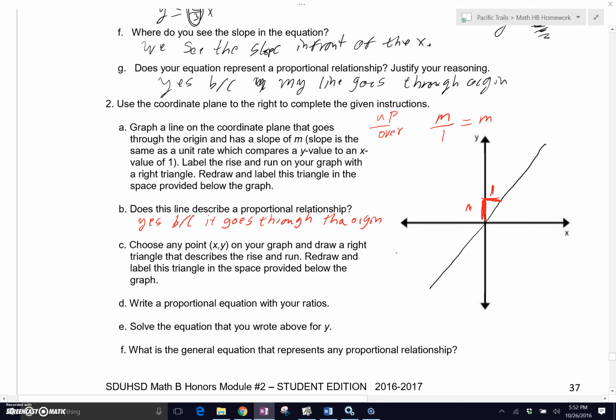So before I do that, I'm going to go ahead and do this again where I'm going to draw a right triangle over here. This is going to be m, this is going to be 1. Now I'm going to do it again where I'm going to have x and y. I'm going to draw that triangle again. I have this being my y value and this being my x value. All right. So now it says write a proportional equation on these two values.